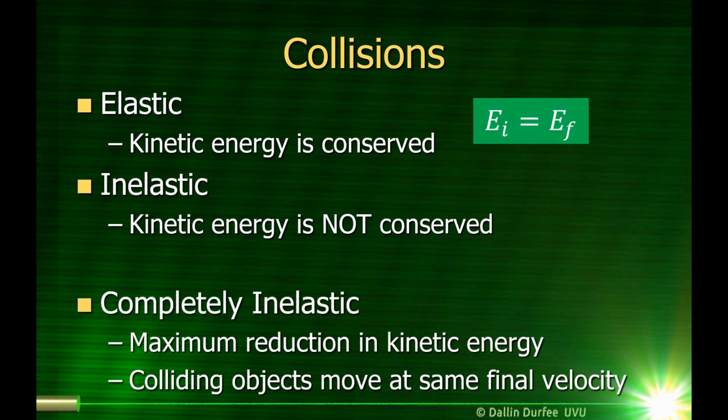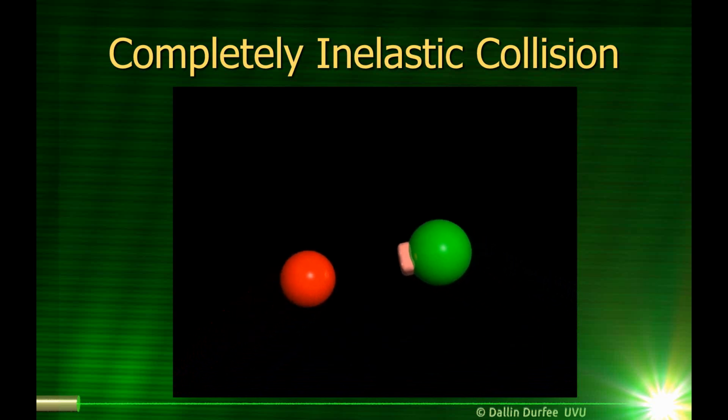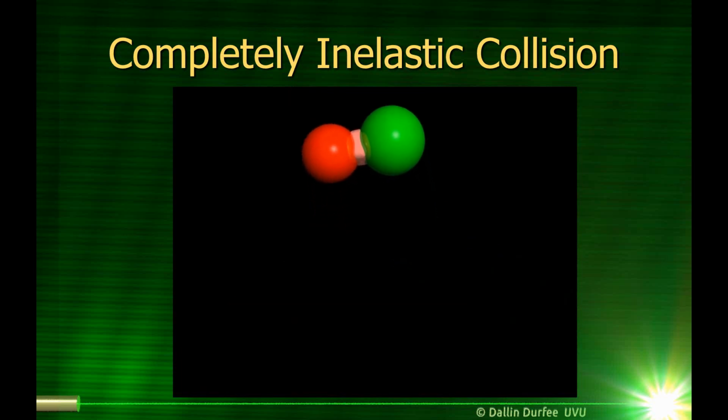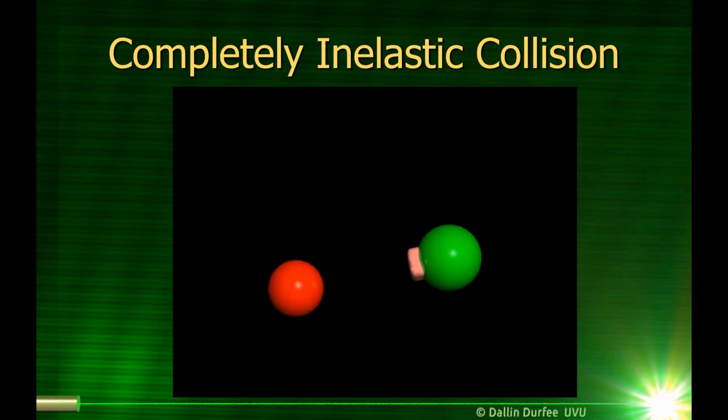A completely inelastic collision is the inelastic collision which reduces the kinetic energy by the maximum possible. All right, so we have this collision, and the final kinetic energy is lower than the initial kinetic energy by the most possible. And it turns out the way to get the maximum reduction in kinetic energy is to have the colliding objects come together and then stick together, move at the same final velocity. So, for example, if I put some chewing gum on one of my balls, so they stick together, when they collide, they stick together, and that is the condition where you have the lowest possible kinetic energy after the collision.